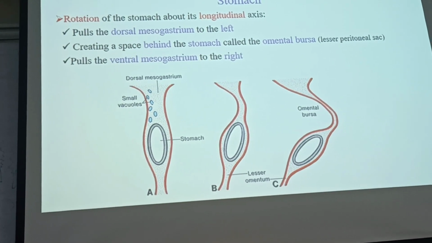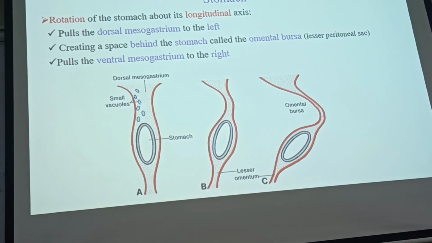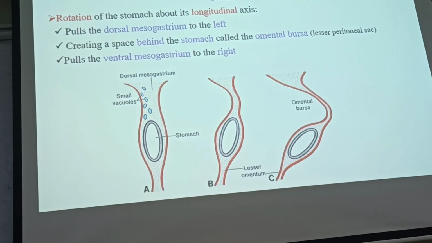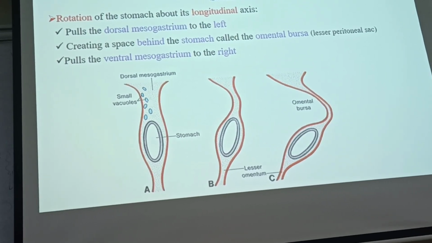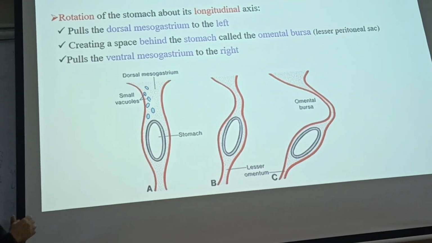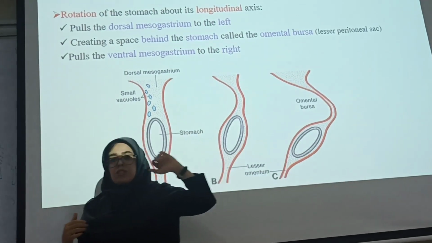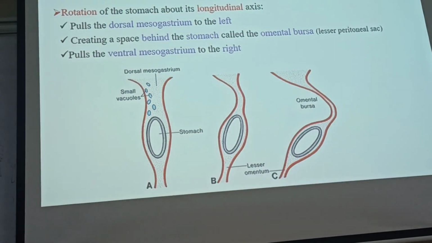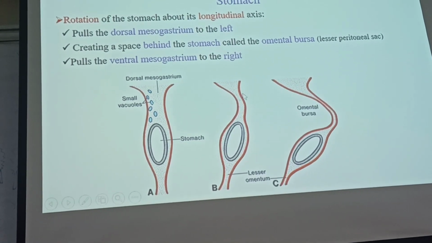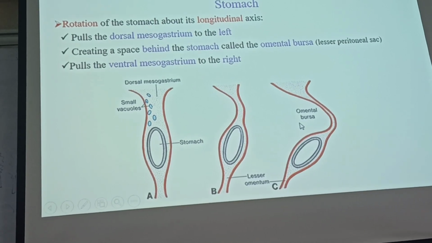As you know, in the abdominal cavity, there are two sacs, greater sac and lesser sac. Lesser sac or bursa omentalis is located behind the stomach. Behind the stomach. Okay? The bursa omentalis is formed by the longitudinal rotation of the stomach. Okay?